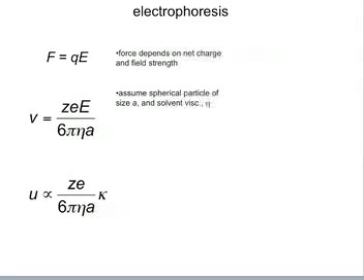And the velocity seems to depend on the charge, the electric field, the shape, and the viscosity, as well as the size, A. Very important. That's going to pop up later. But it turns out that in terms of describing proteins moving through matrices, this is a very inadequate description. Mostly because, well, a couple of reasons.